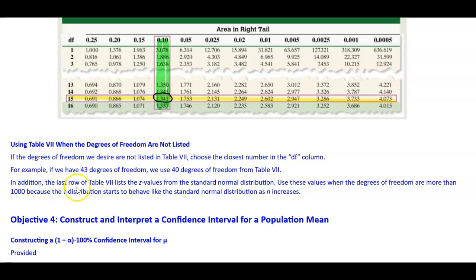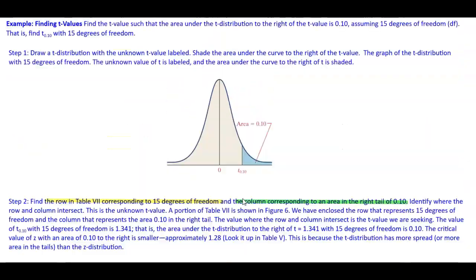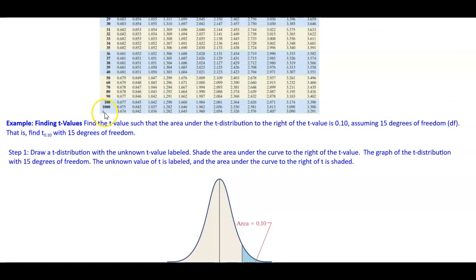In addition, the last row of Table 7 lists the z values from the standard normal distribution. You use these values when the degrees of freedom are more than 1,000, because the t-distribution starts to behave like the standard normal distribution as n increases. And if you look at the bottom here, you can see where it's listed as z.